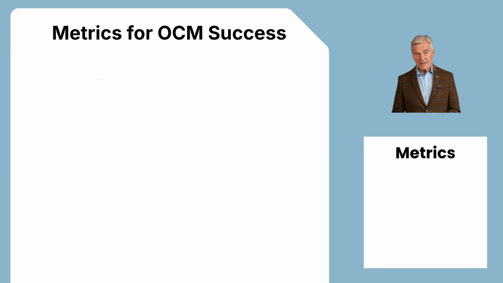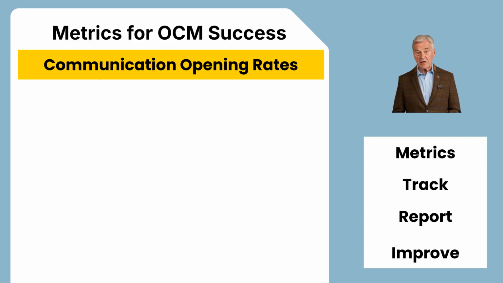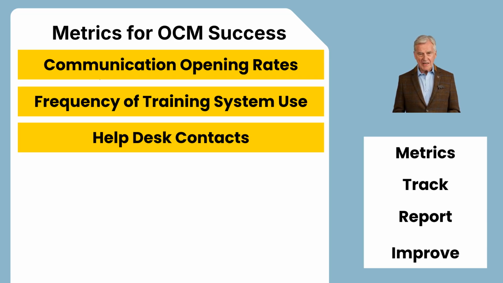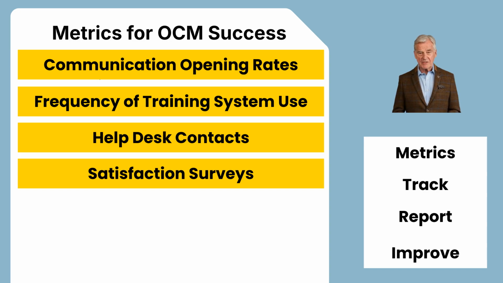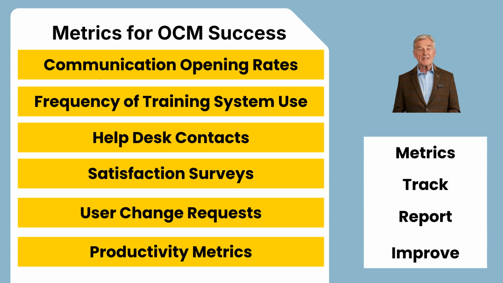There are dozens of metrics to use to track, report, and improve the OCM program. These metrics focus on evaluating the changes in stakeholder awareness, engagement, acceptance, adoption, and proficiency. Some examples of OCM metrics to consider using include communication email and tutorial opening rates, frequency of training system use, help desk contacts, satisfaction surveys, user change requests, and productivity metrics once the system rolls out.